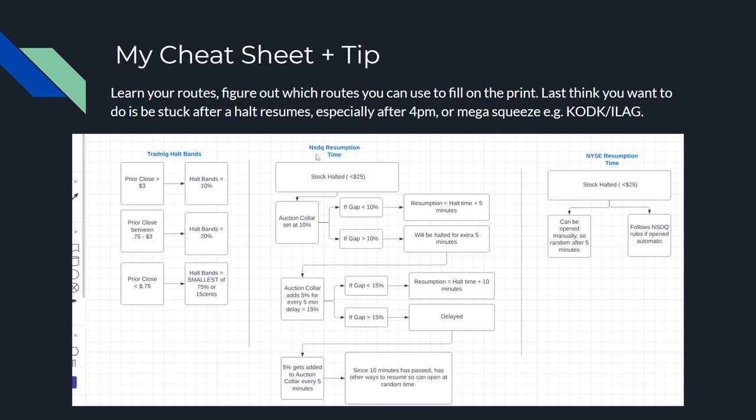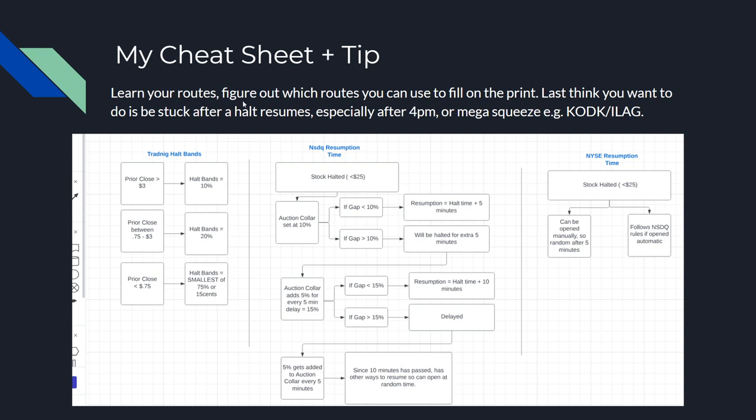So if we go with a random example, stock halted. Let's say it's gapping up, indication's 20%, right? So then it'd be halted for an extra 5 minutes. The auction collar now gets widened, but like I said, it was 20%, so it'll get delayed again by another 5 minutes. Auction collar gets widened, and if it's 20%, it'll open after 15 minutes, really. But yeah, it might not be on the dot 5 minutes, okay? And here, if it's NISA, it can pretty much be random, but follows Nasdaq rules if automatic.